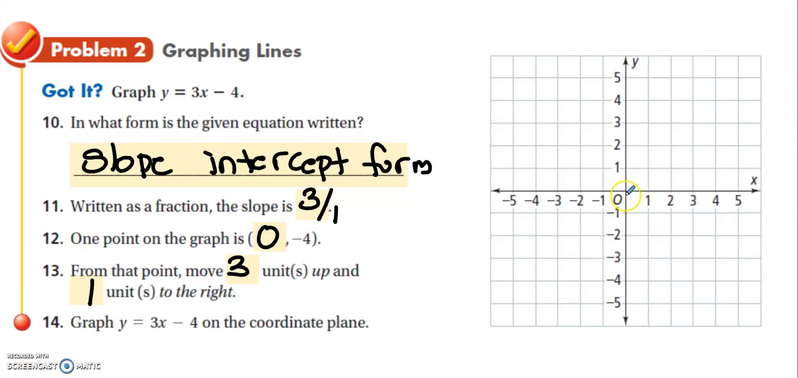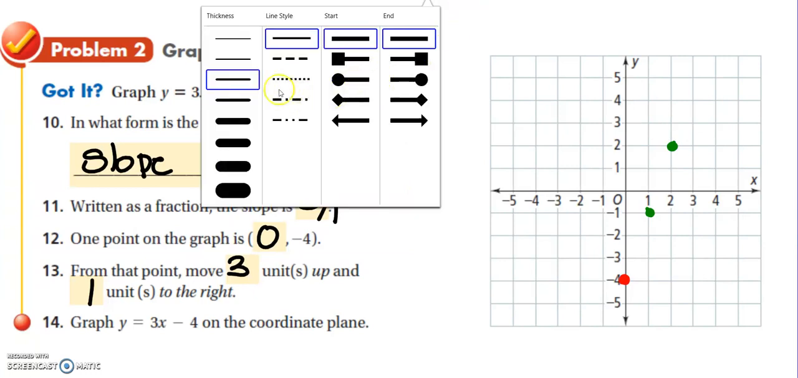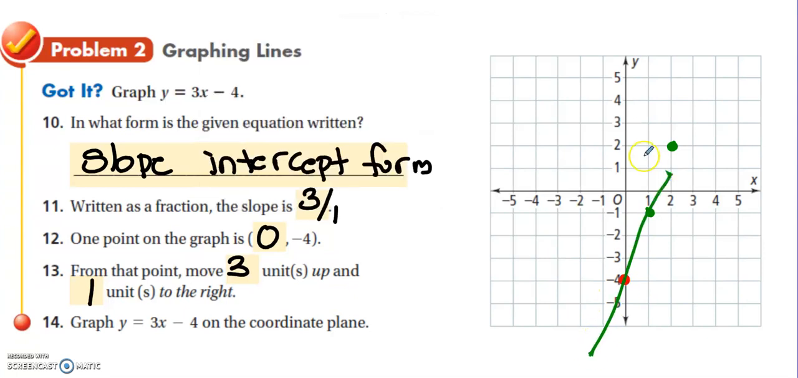So I know 1 point is at (0, -4). And my slope means it goes up 3 over 1. Up 3, 1, 2, 3, over 1. And then we'll graph my line. We will graph the line. It's a little off, but I just graph it through the points. It looks like that.